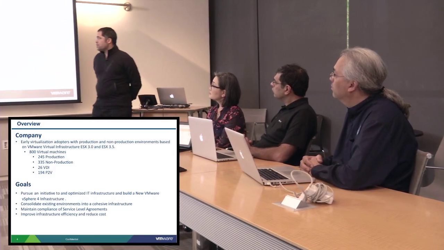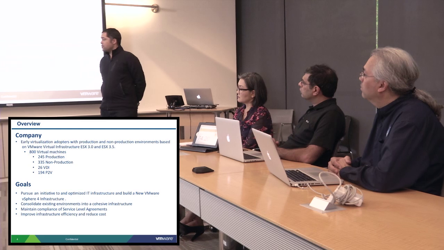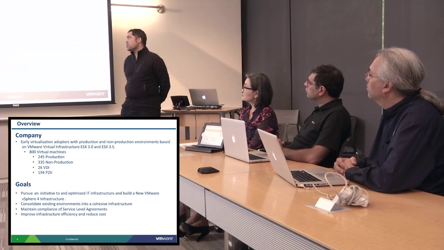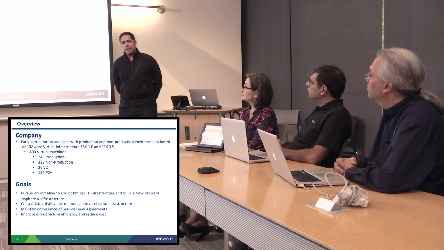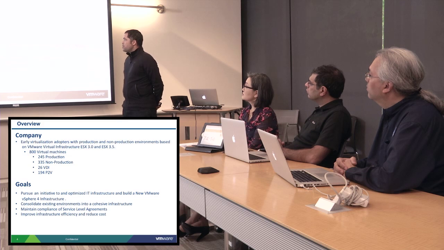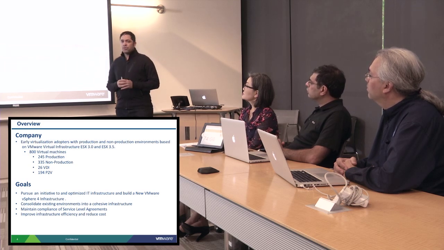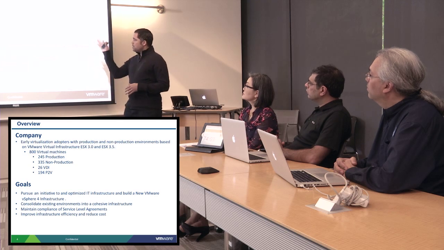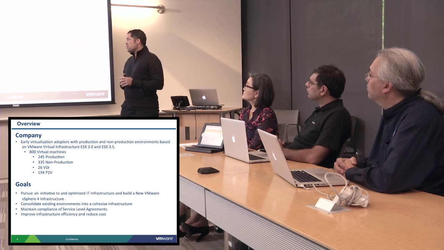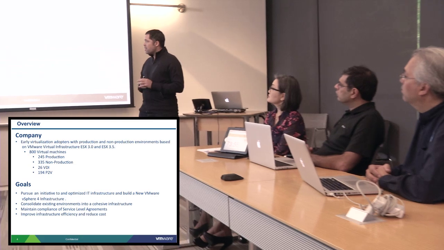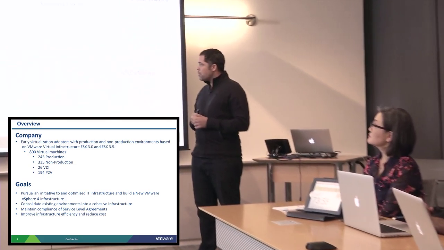So what are we trying to accomplish? We have a company here that was composed of a couple of environments they already had in place. The goal was basically to move a legacy infrastructure from a 3.0, 3.5 vSphere environment, which was composed of about 800 virtual machines. They were in different execution zones, used for about, what you see here, 245 for production, 335 non-production.